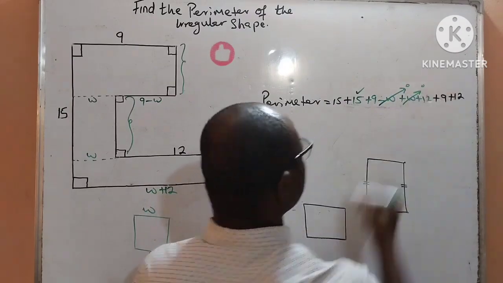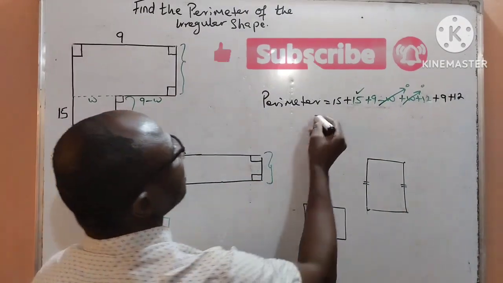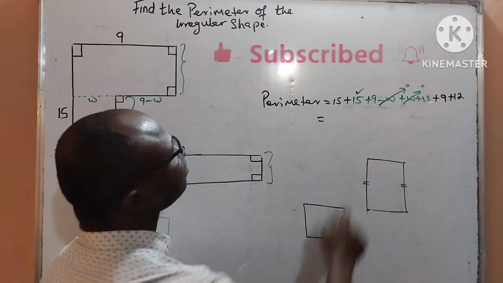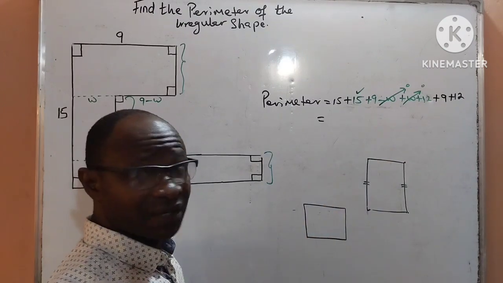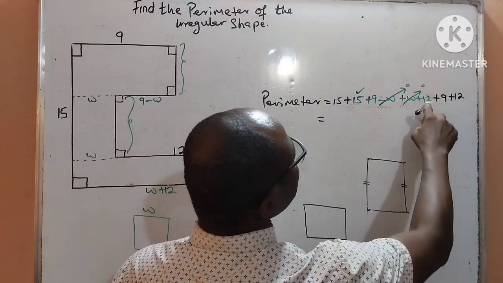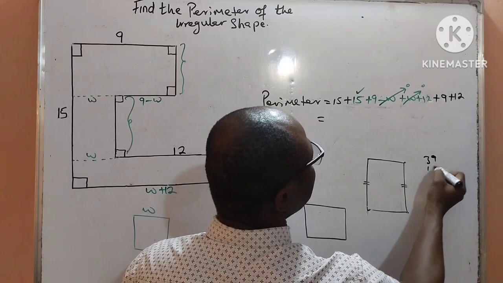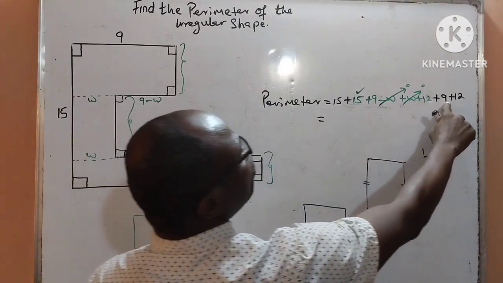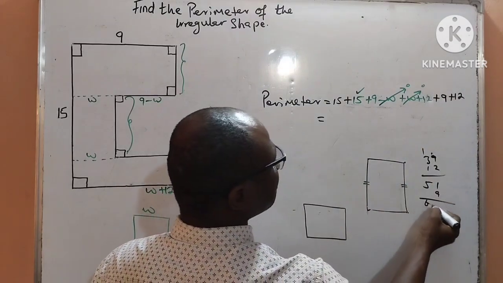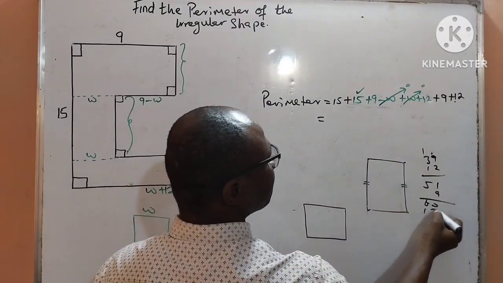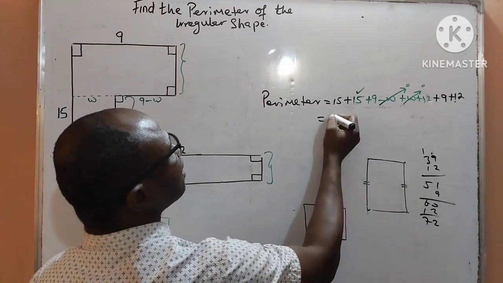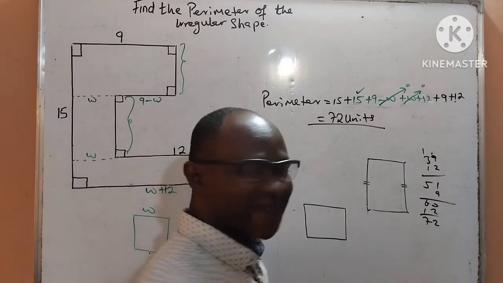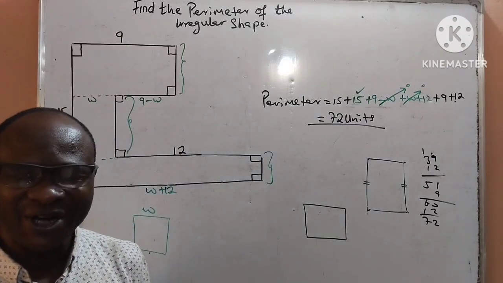So the two of them cancel out to give us 0, meaning that our answer now will be 15 plus 15, which is 30, plus 9 is 39. 39 plus 12 will give us 51. 51 plus 9 will give us 60, and 60 plus 12 will give us 72. The perimeter is equal to 72 units. Final answer. I hope this makes sense to us.